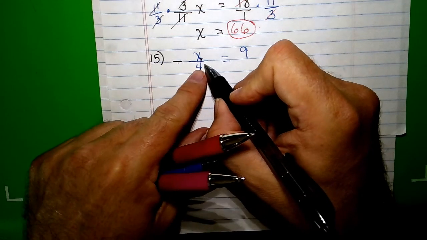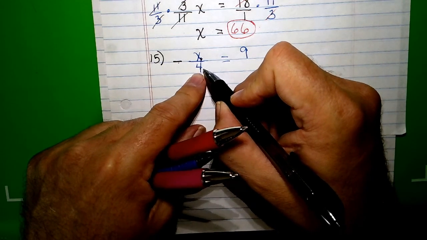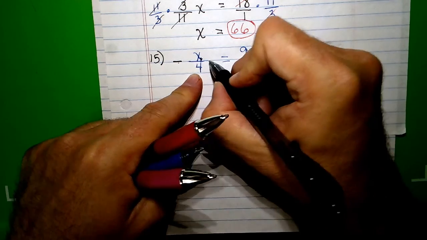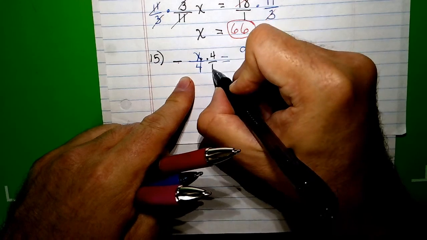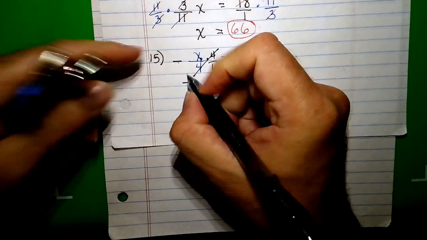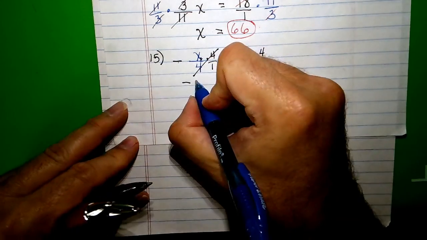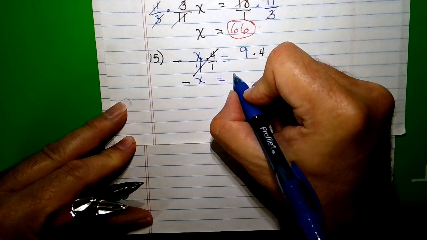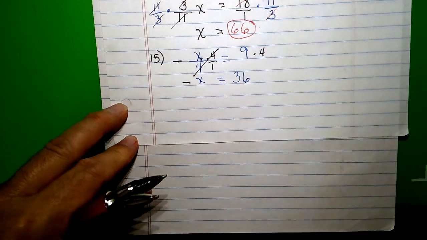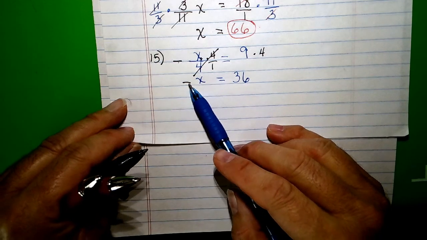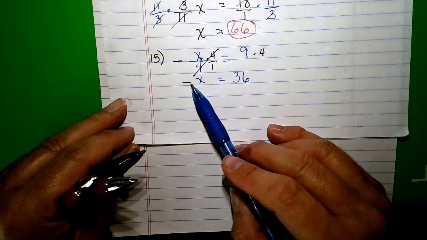The first step: to get rid of this 4, it's divided by 4, so let's multiply both sides by 4. When we do that, the 4's gone. Let me write what we have remaining: negative x equals 9 times 4, which is 36. You might think I'm going to type 36 in for my answer. No. This is negative x. We just want a positive x.